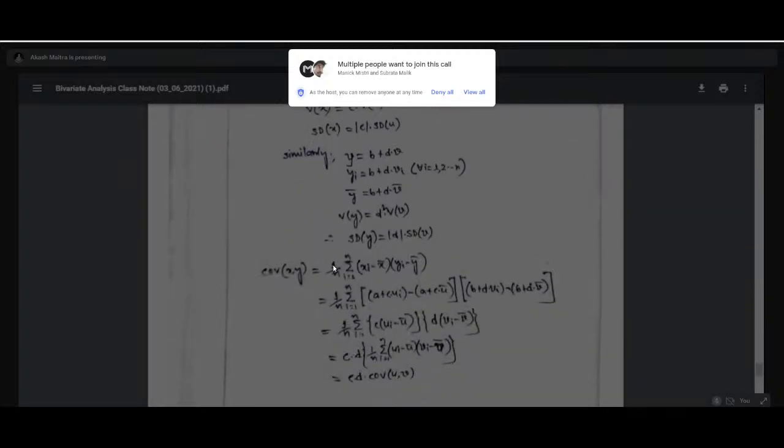Similar is the case for y equals b plus dv, and y bar equals b plus d v bar, and variance of y equals d square into variance of v. Standard deviation of y is modulus of d into standard deviation of v.